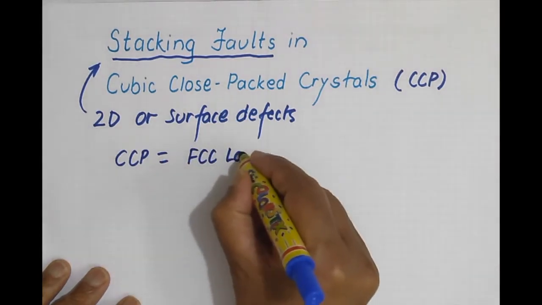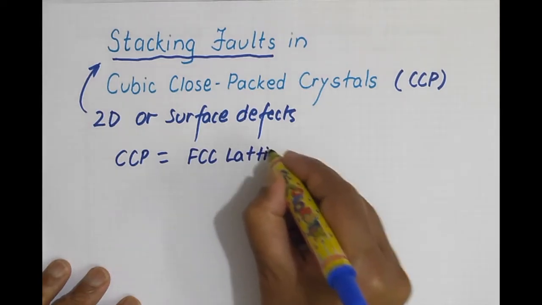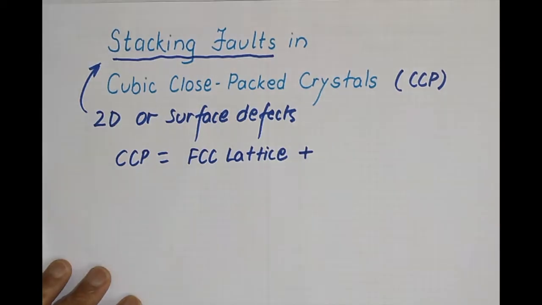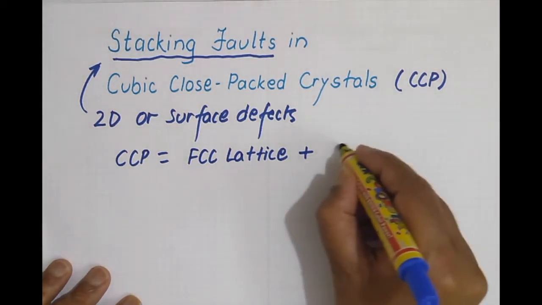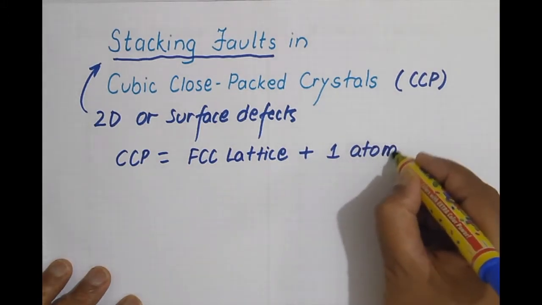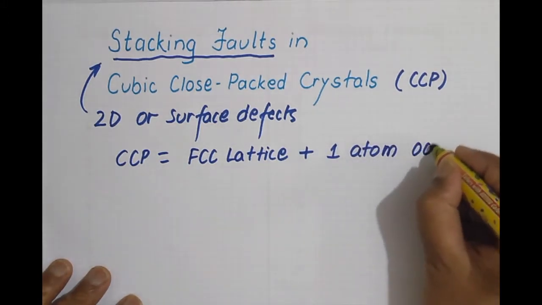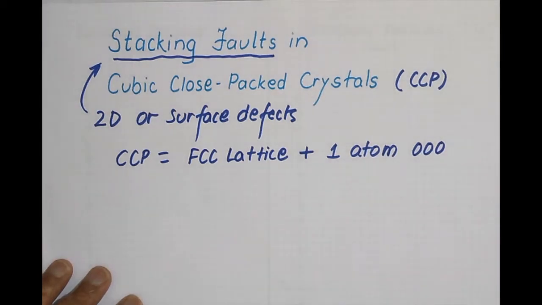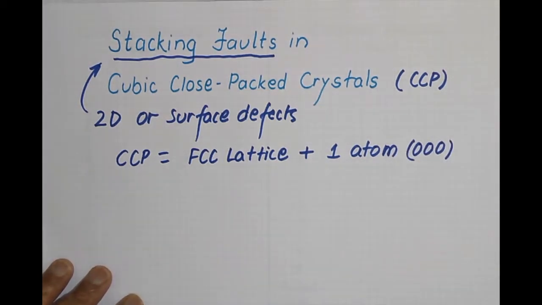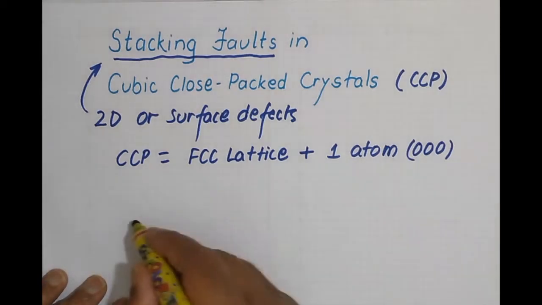Any crystal is a lattice plus a motif, so FCC lattice, and the motif consists of a single atom, a one atom motif located at the lattice point, that is, the displacement coordinate with respect to the lattice point is 000. So let us look at that.